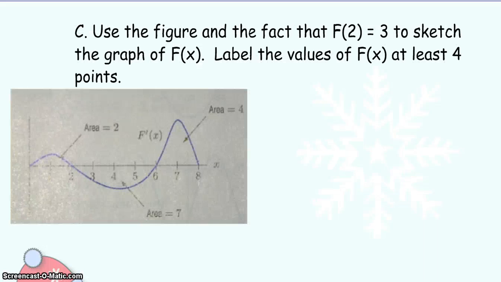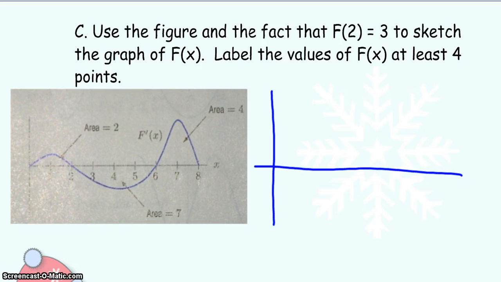So this is an AP question off some year, and it says you're going to start with the fact that f(2) = 3. You want to sketch the graph, and you want to label at least 4 of the values. So here we go. It's going to be exciting. I'm going to start with the graph right there. Okay, and they're going to tell me f(2) is 3.